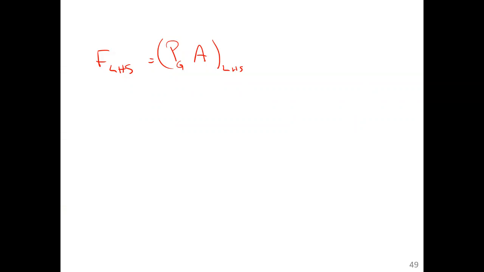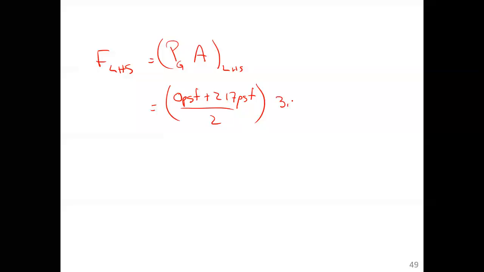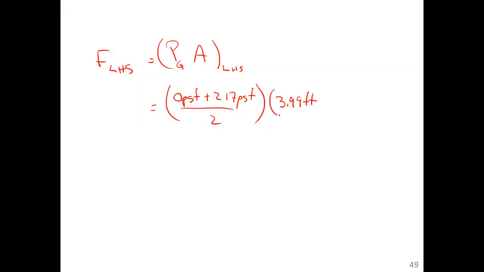And since we know these pressures, this is going to be equal to the pressure at the center of area on the left-hand side: the 0 PSF at the top plus the 217 pounds per square foot at the bottom, over 2. That's the pressure at the center of area on the left-hand side. And the area of the left-hand side is 3.99 feet times 10 feet. That's the depth of oil on the left-hand side, and 10 feet is the width. So that's equal to 4,330 pounds.